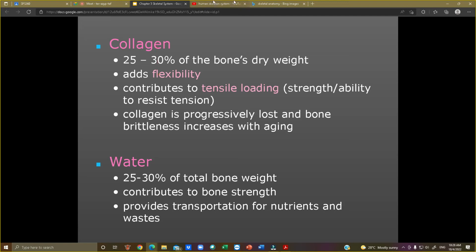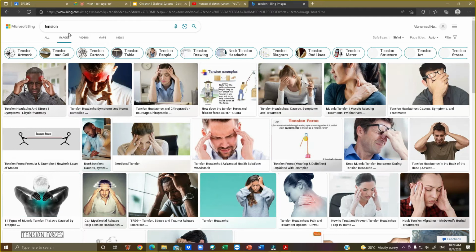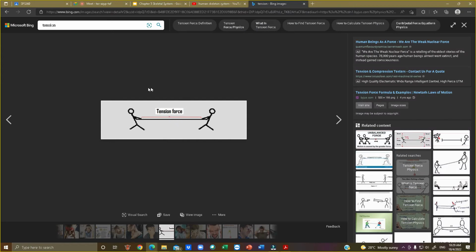Okay, what is tensile loading? Let's see this one. Tension. This is not tension. This one. Let's look at this. This is tensile or tension. Okay, meaning earlier compressive was pressing. Now pulling. It means that our bone's building block gives the bone some tensile strength in order to give some flexibility to the bones.